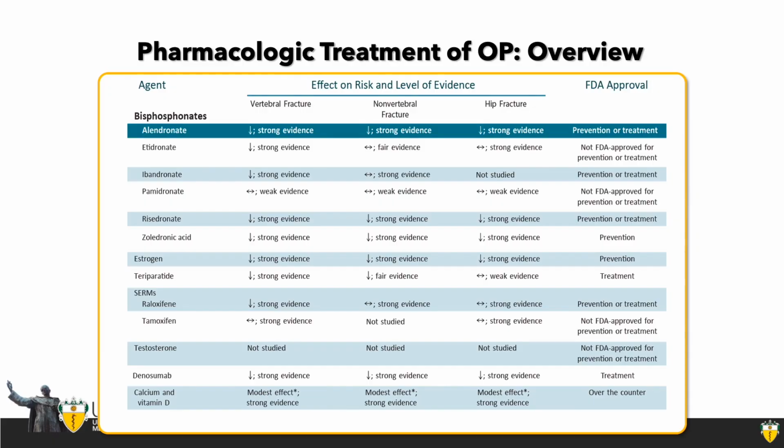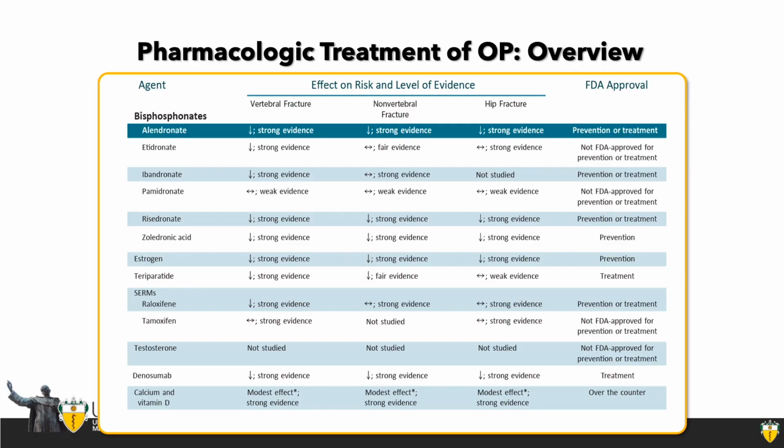These are anti-resorptive, they prevent osteoclastic action. Estrogen is also an anti-resorptive agent. SERMs, the selective estrogen receptor modulators like raloxifene and tamoxifen, are considered anti-resorptive agents, so they prevent the action of osteoclasts. Same thing with denosumab, it is an anti-resorptive agent.